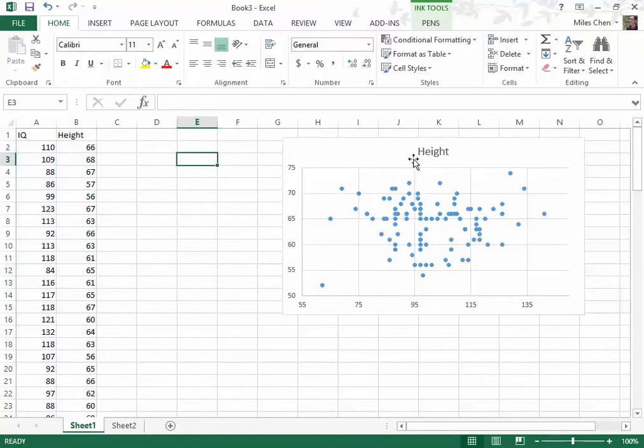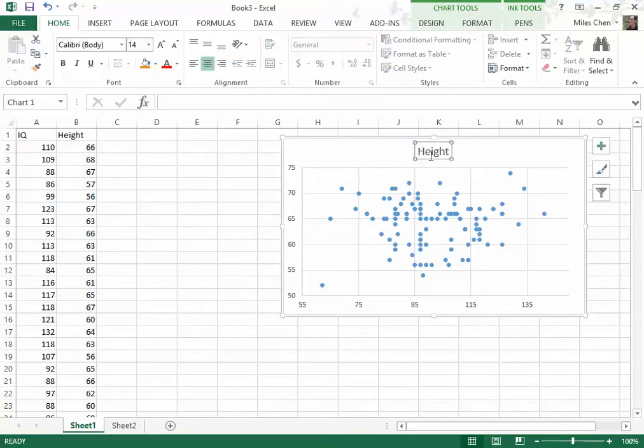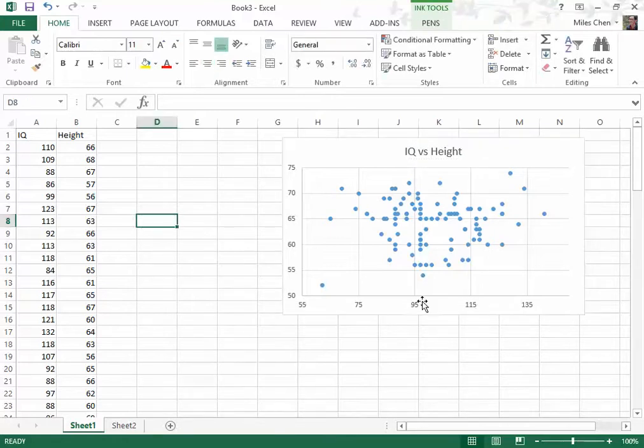This is going to be IQ versus height. So this is as if we asked 100 different people, what is your IQ score? And we asked, how tall are you? And does it seem like there's some kind of trend between how tall someone is and their IQ score?